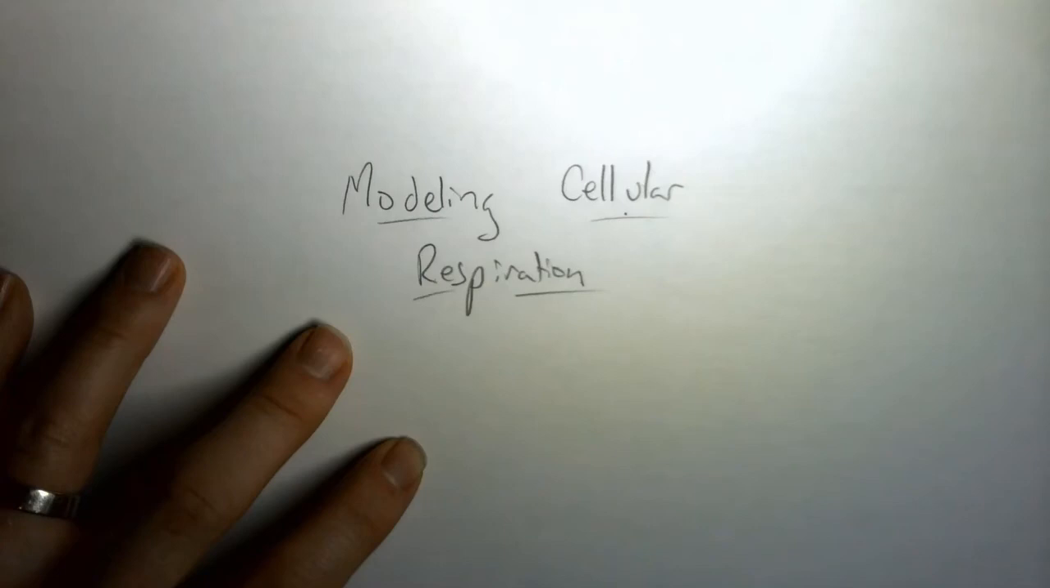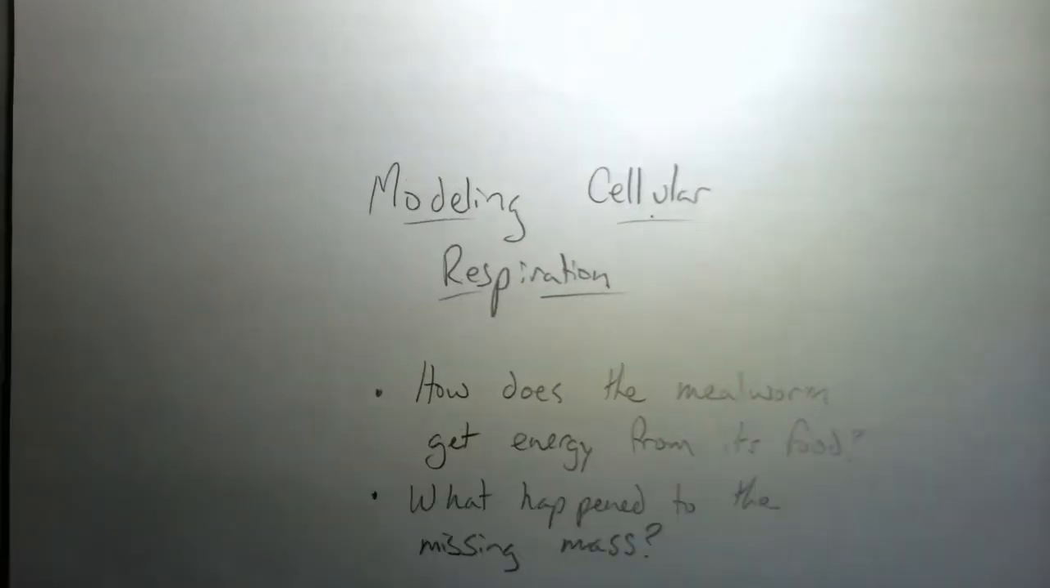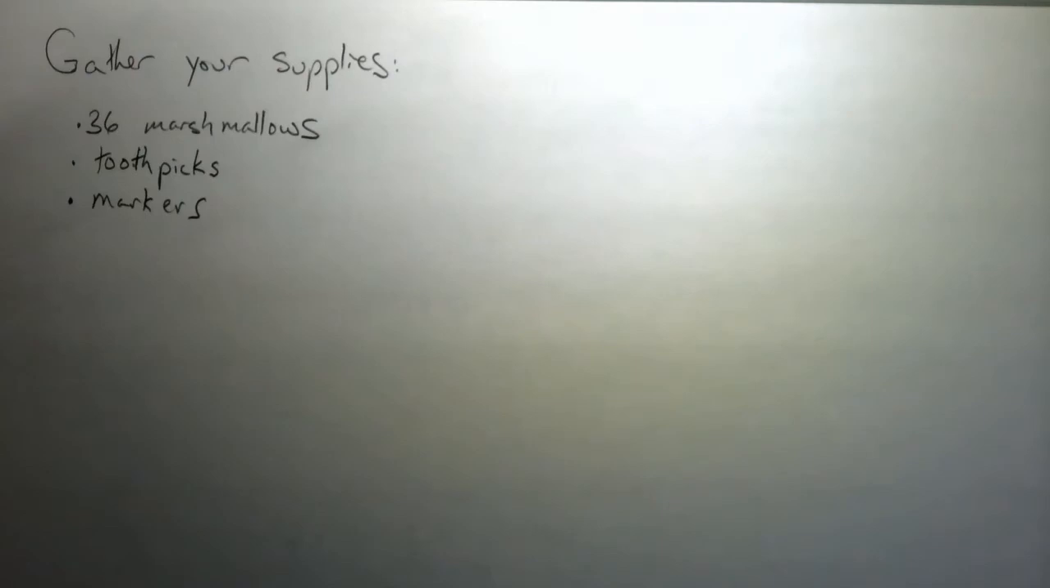This is modeling cellular respiration. In this activity, you'll answer a few questions about animals, including how do the mealworms get energy from their food? The mealworms didn't gain as much mass as the potato lost, so what happened to the missing mass? You will need to gather some supplies.